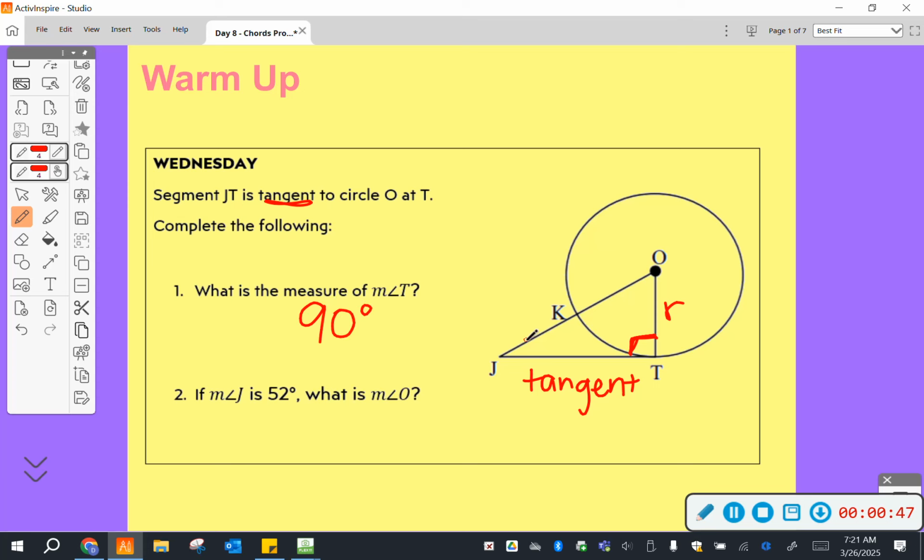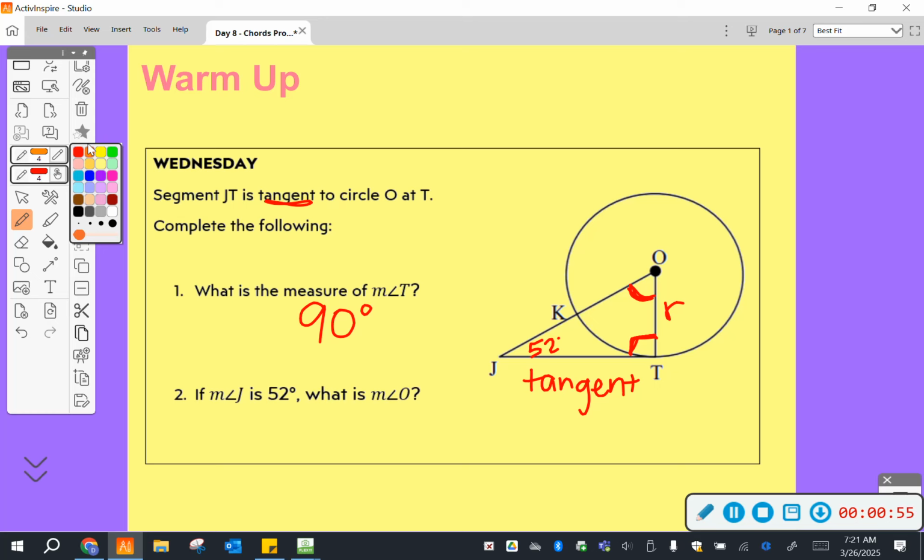All right, if J is 52 degrees, how do I find this angle O up top? Well, what shape is this right here? What kind of triangle? This is a right triangle. And what do we know about triangles? They equal 180. So if I know so far I have 90 and 52, what do I need to do? Add them together and subtract that from 180.